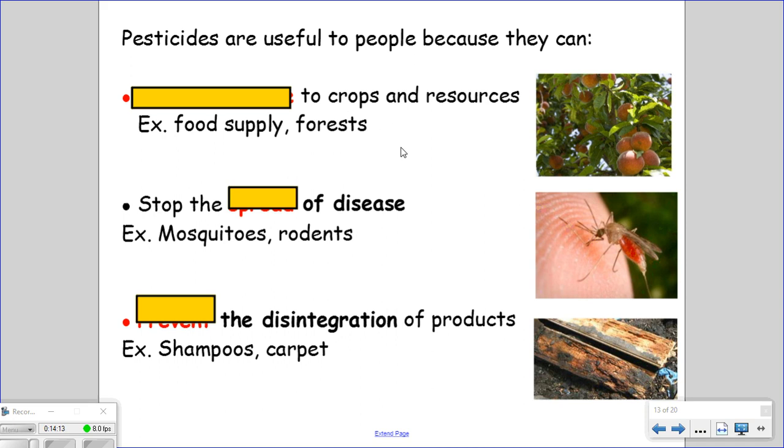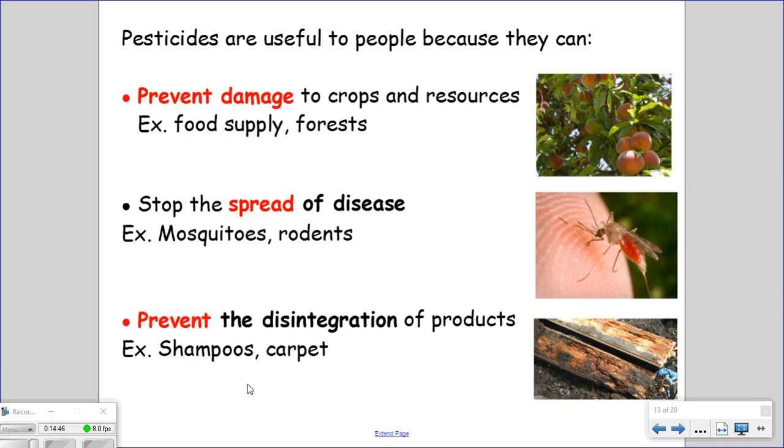So pesticides are useful to people because they can prevent damage to crops and resources, for example, food supplies and forests. They can stop the spread of disease, for example, with mosquitoes and rodents, which can spread different types of disease. Mosquitoes can spread West Nile virus, for example, or dengue virus. Using pesticides to control mosquito populations can help control the spread of disease. And they can prevent the disintegration of products, for example, shampoos and carpet.